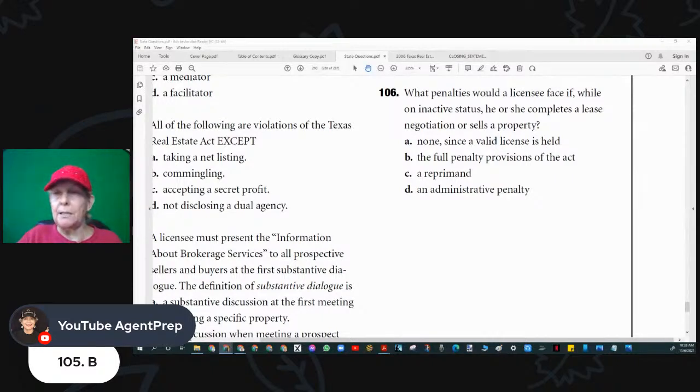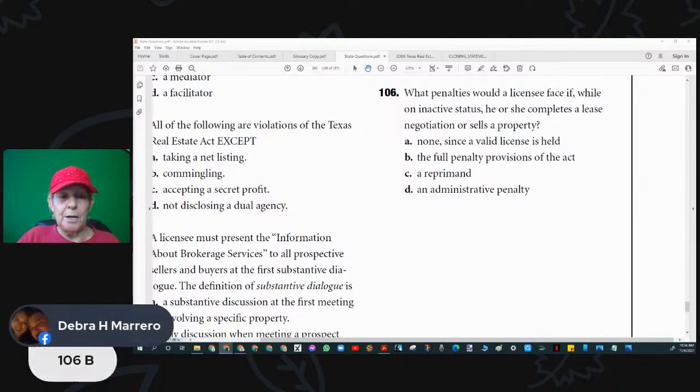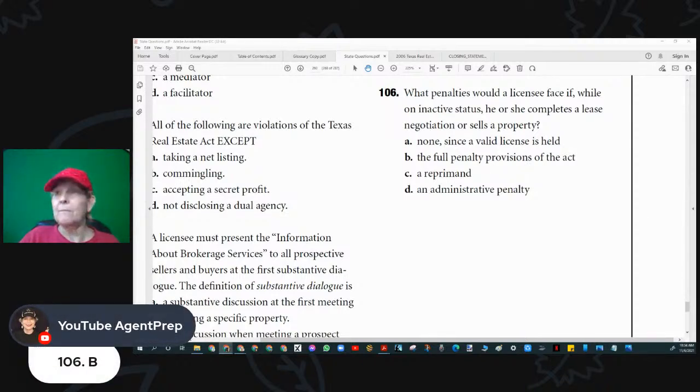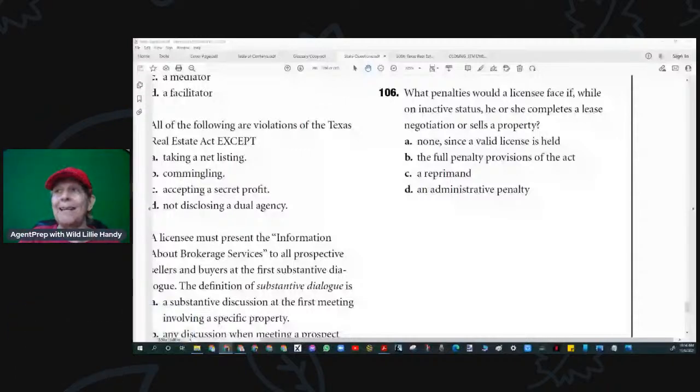Okay, Deborah says B. And yes, Deborah, you are correct. 106 is B. The full penalty provisions of the Act is what will be given to that licensee who is in inactive status.